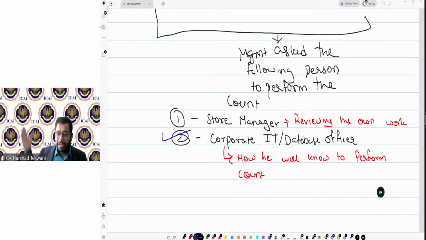If the count is being done by the management, I don't expect the CEO or CFO to come down and perform the count. I will expect an independent officer. He might not have the knowledge of the count.